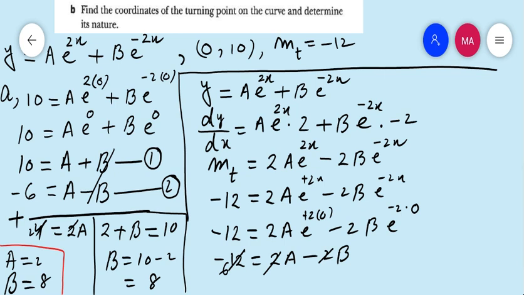Now move to the next part. Find the coordinates of the turning point on the curve and determine its nature, minimum or maximum. So very easy.